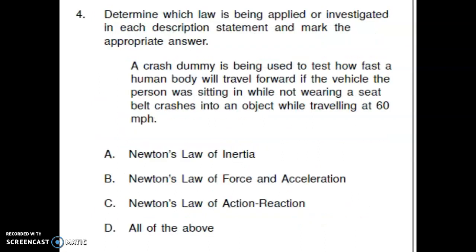Question 4. Determine which law is being applied or investigated in each description statement and mark the appropriate answer. A crash dummy is being used to test how fast a human body will travel forward if the vehicle the person was sitting in, while not wearing a seatbelt, crashes into an object while traveling at 60 miles per hour. A. Newton's law of inertia. B. Newton's law of force and acceleration. C. Newton's law of action-reaction. Or D. All of the above.